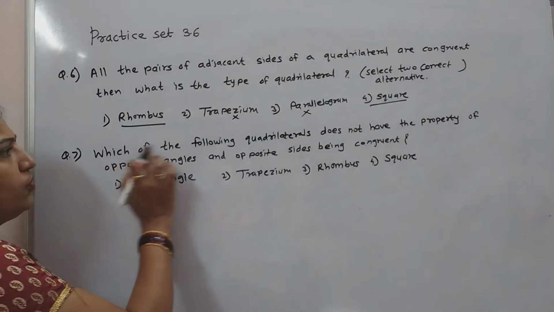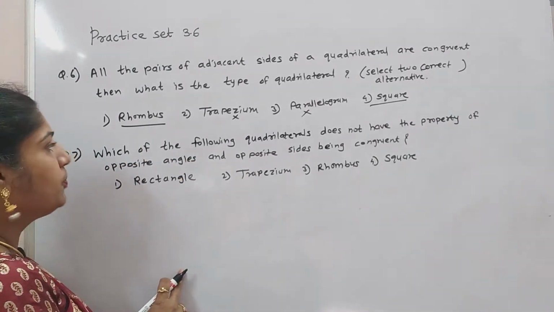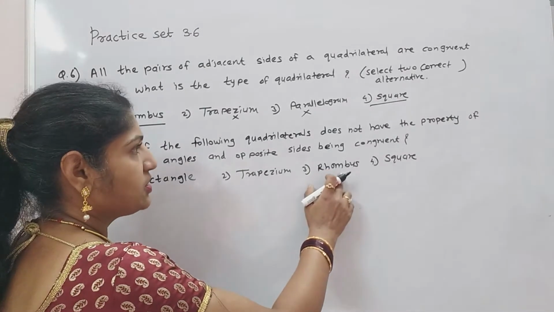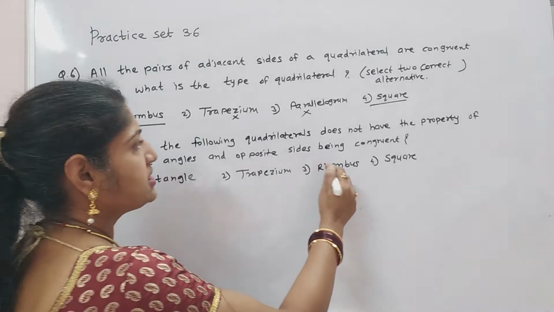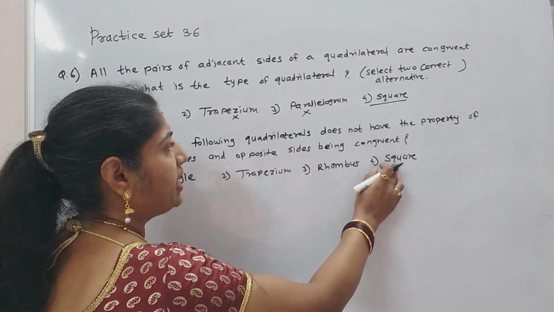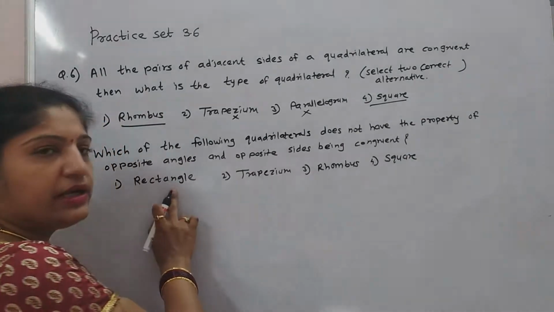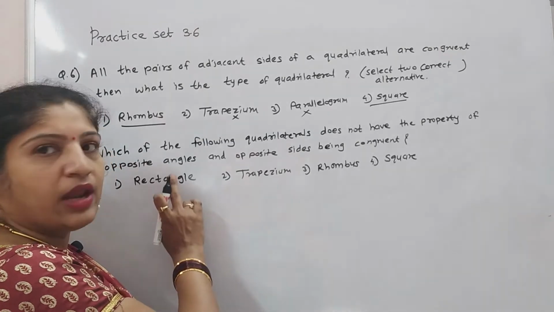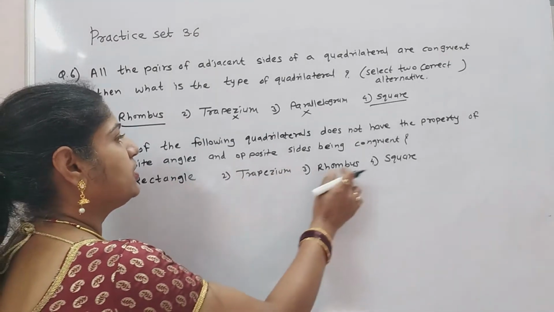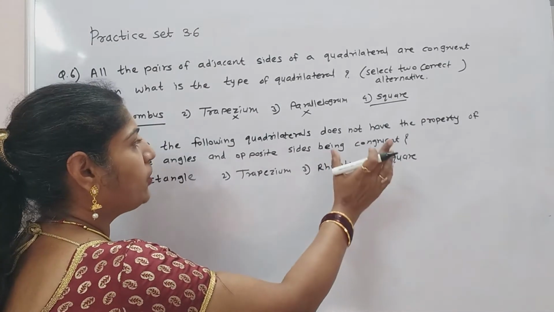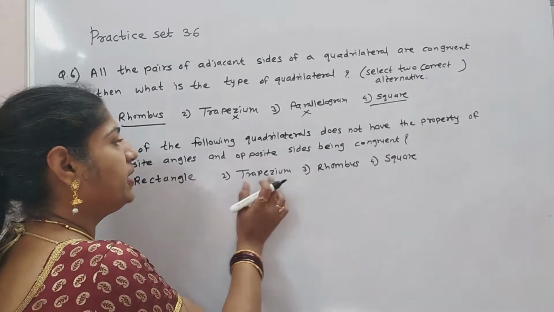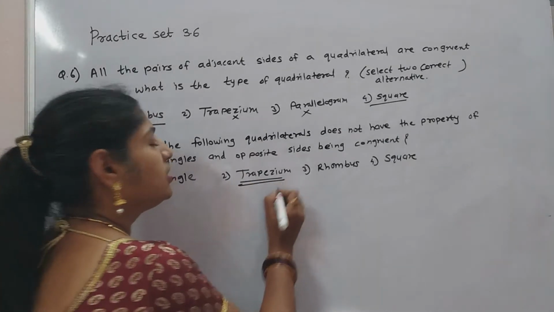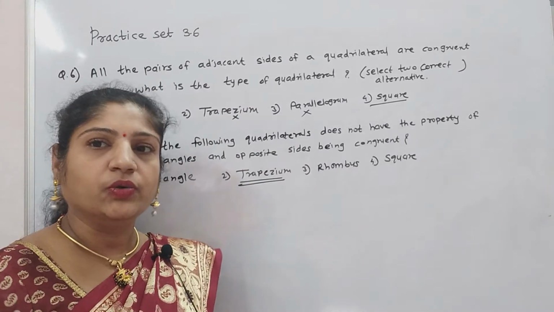Question number 7. Which of the following quadrilaterals does not have the property of opposite angles and opposite sides being congruent? In a rhombus, opposite sides and opposite angles are congruent. In a square, opposite sides and opposite angles are congruent. In a rectangle also, opposite sides are equal and all angles are congruent. But in a trapezium, opposite angles are not equal. So our answer is option number 2.